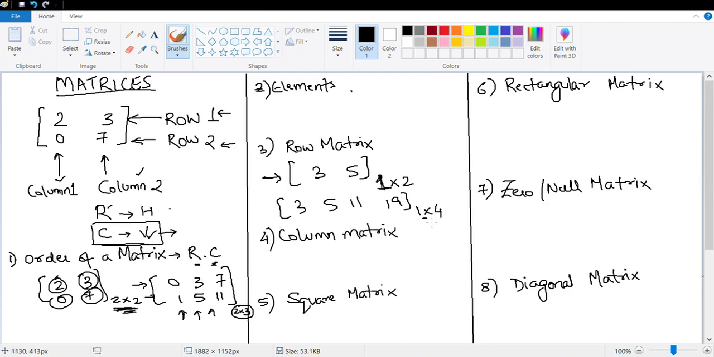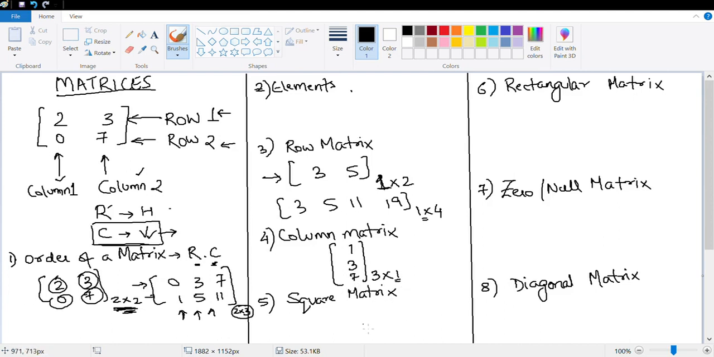It has one row. What is a column matrix? Well, if you figured out what a row matrix is, you can figure out what a column matrix is. It has only one column. So 1, 3, 7 has 3 rows and one column. So the column is only 1.